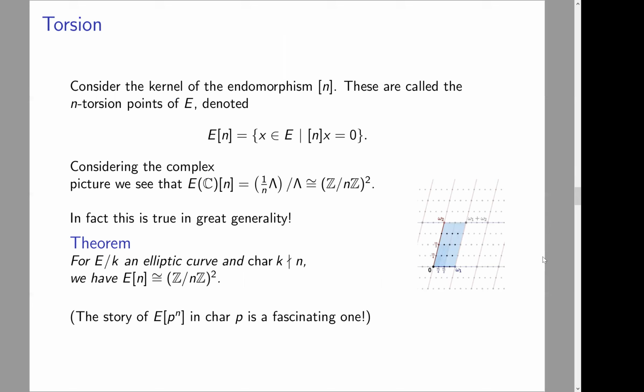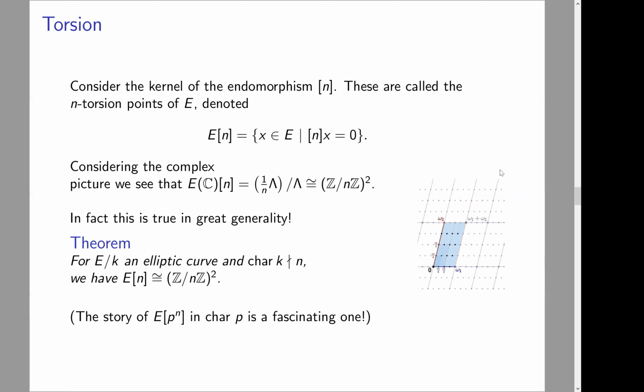So we go back to our multiplication by n endomorphism. This is taking a point and adding it to itself n times. If I look at the kernel of that endomorphism, that is called the set of n-torsion points of the elliptic curve. The points such that when I add them to themselves n times, I get 0.